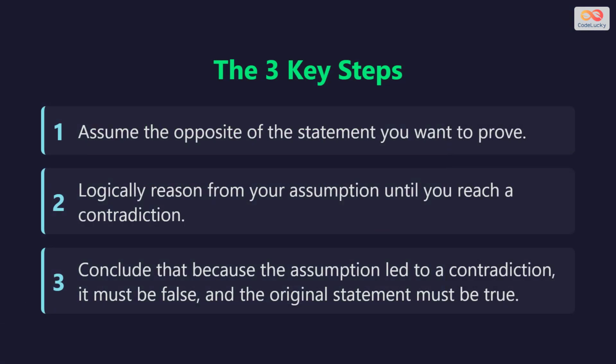There are three main steps to this process. First, you assume the opposite of your goal. Second, you build a logical argument based on that assumption, step by step, until you uncover a contradiction. Finally, once you find that contradiction, you can confidently conclude that your initial assumption was wrong, which means the original statement must be true.